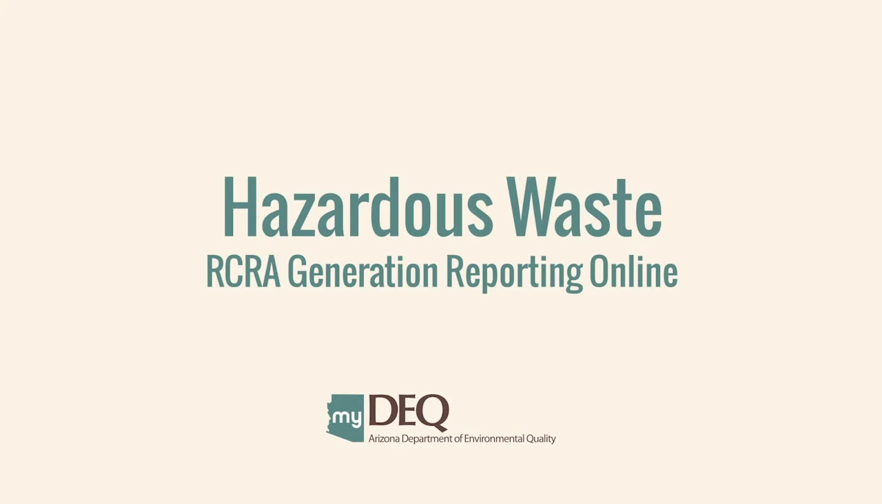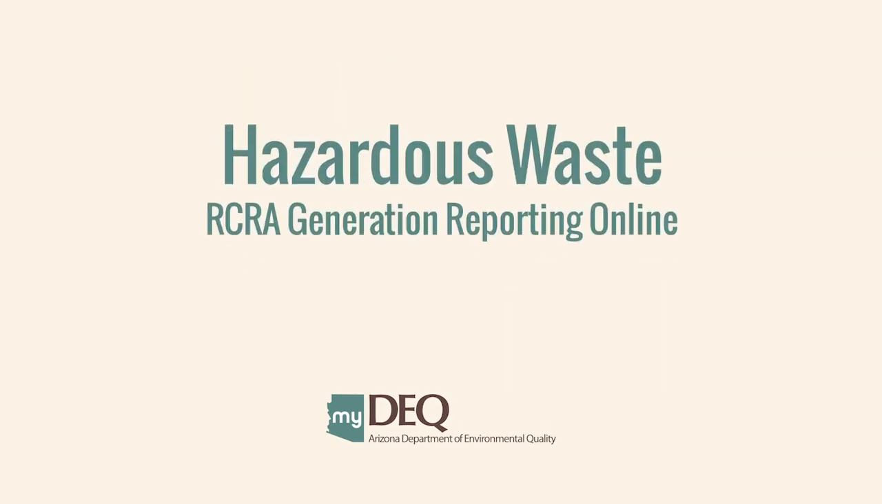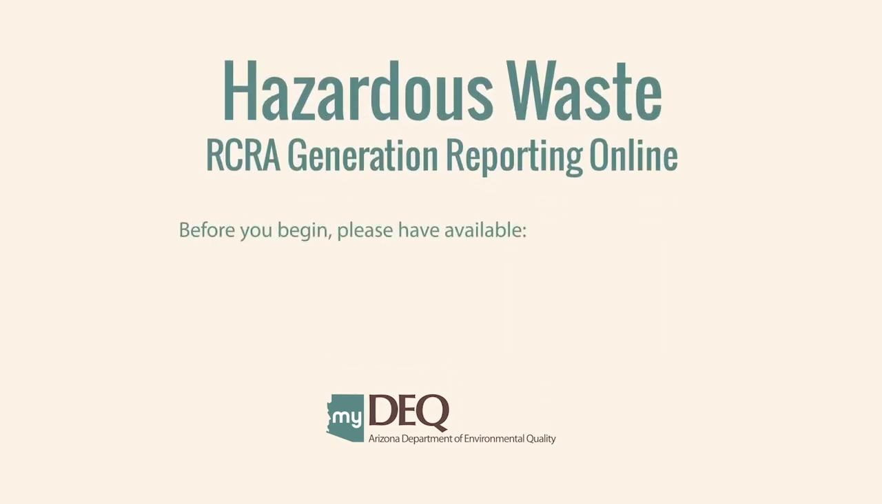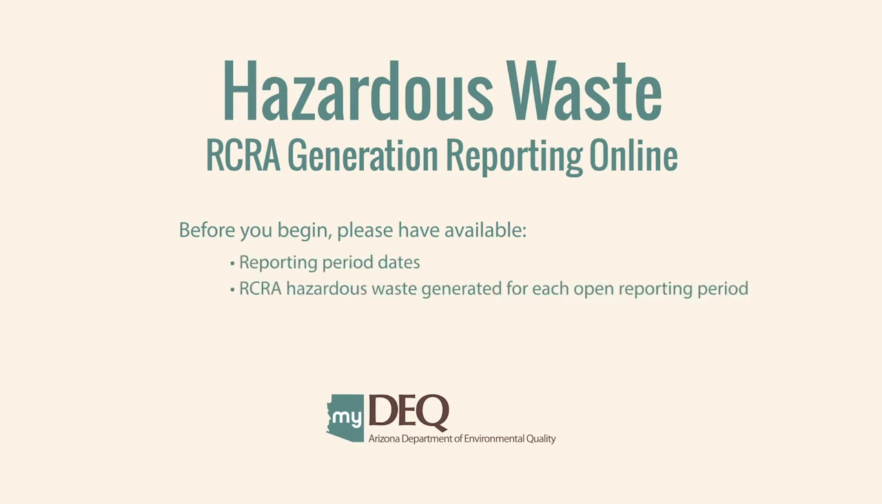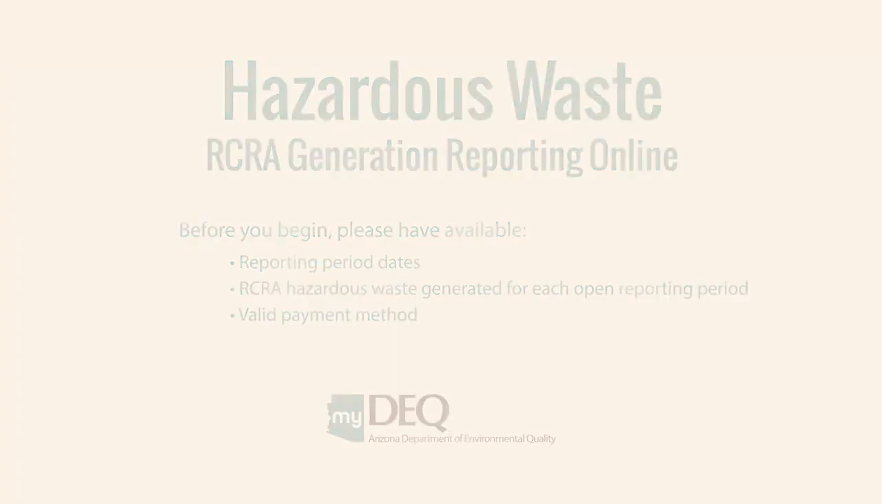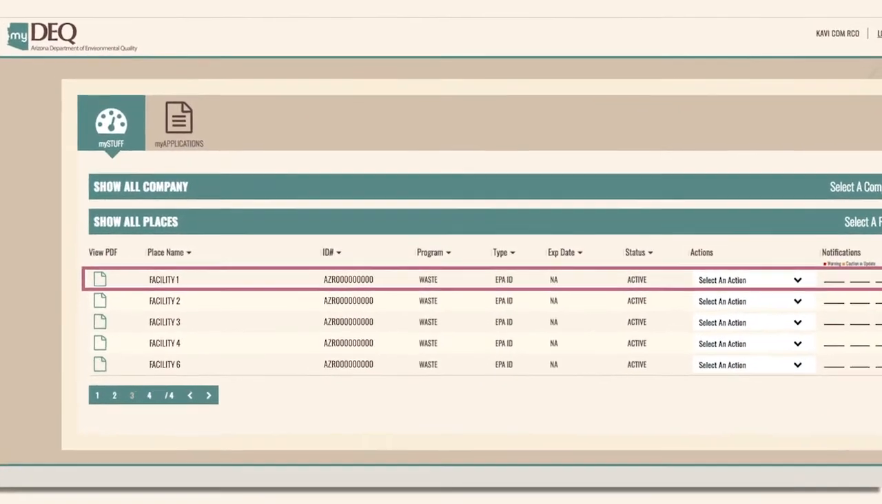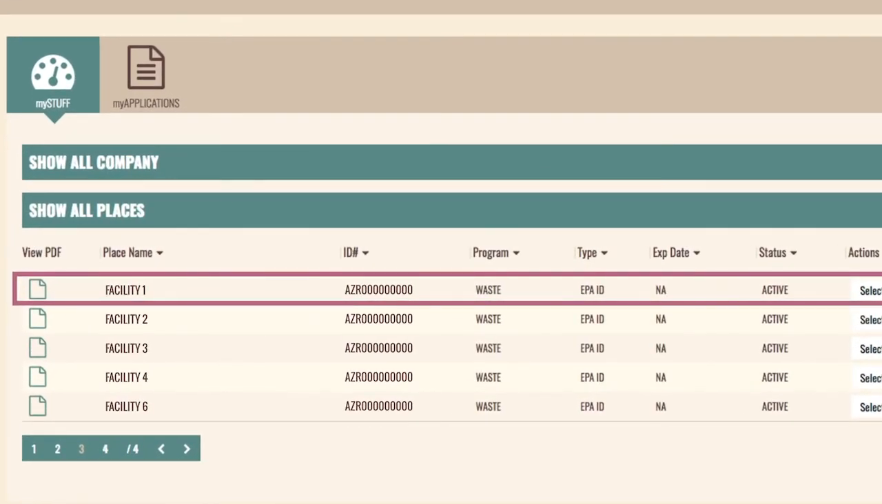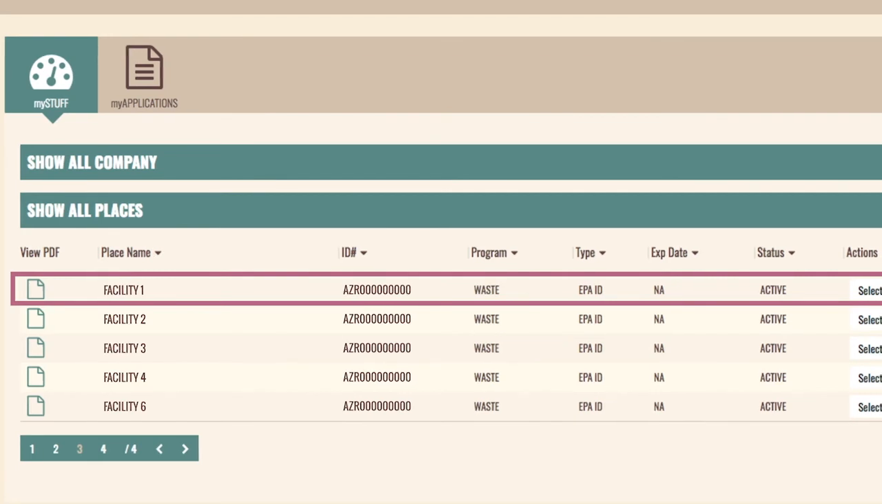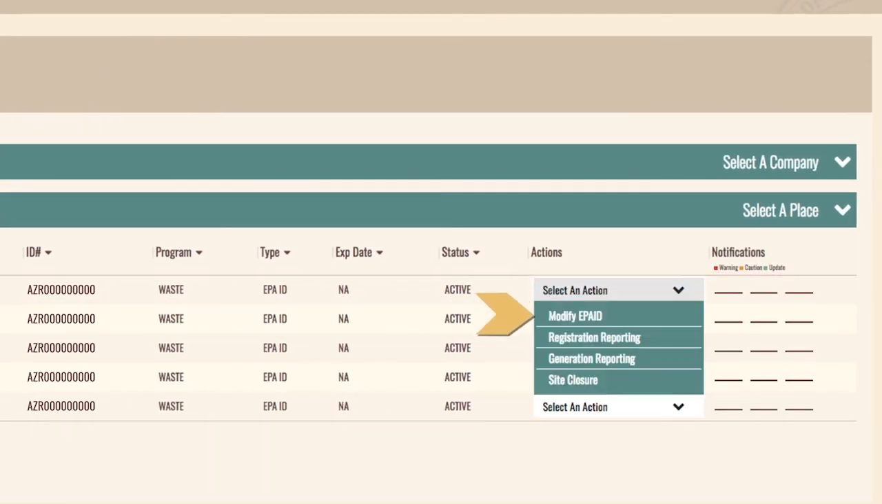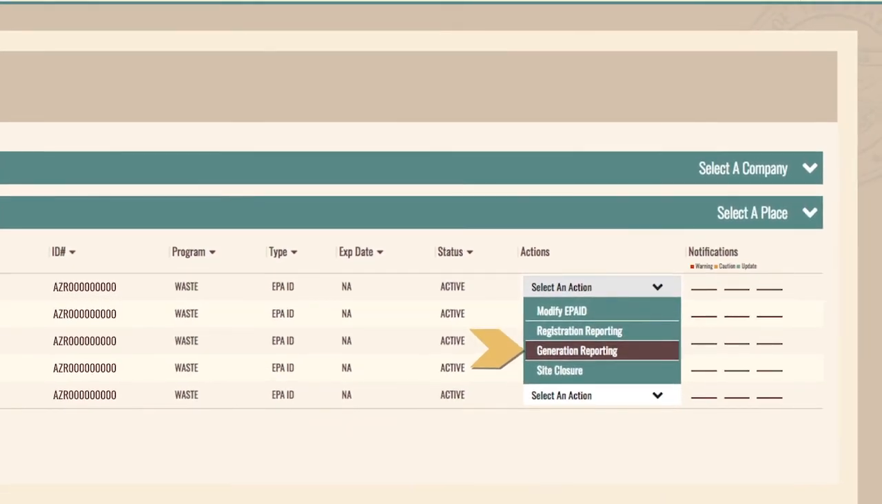This video shows hazardous waste generators under RCRA how to submit generation reports online. Before you begin, make sure you have the following items available: your generation reporting period dates, hazardous waste generated for each open reporting period, and a valid payment method. Start by logging into MyDEQ, and on your dashboard, find the facility for which you'd like to report. Click the drop-down menu under Actions and select Generation Reporting.